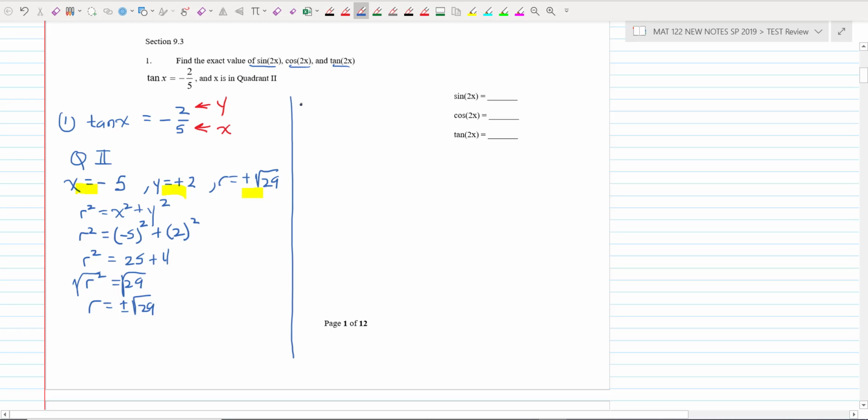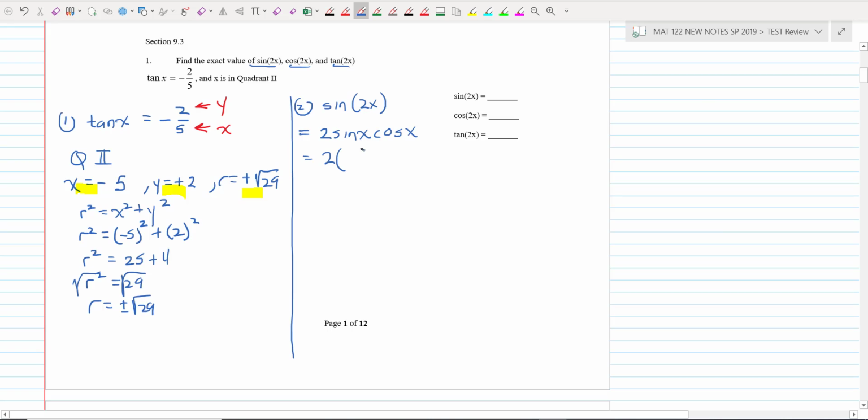Okay? So now we'll move on to the second thing. We're going to go ahead and find the sine of 2x, which should be a fairly simple thing to do. The double angle identity for sine 2x is 2 sine of x times cosine of x. Okay. So I just plug in.